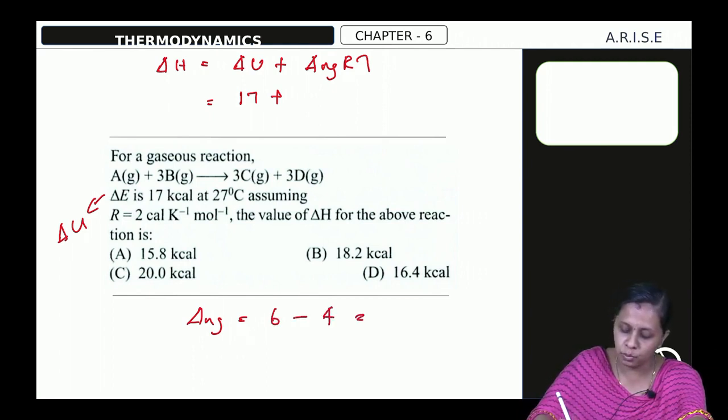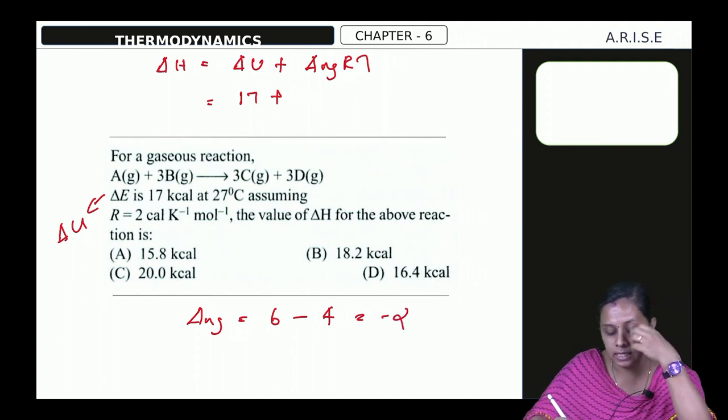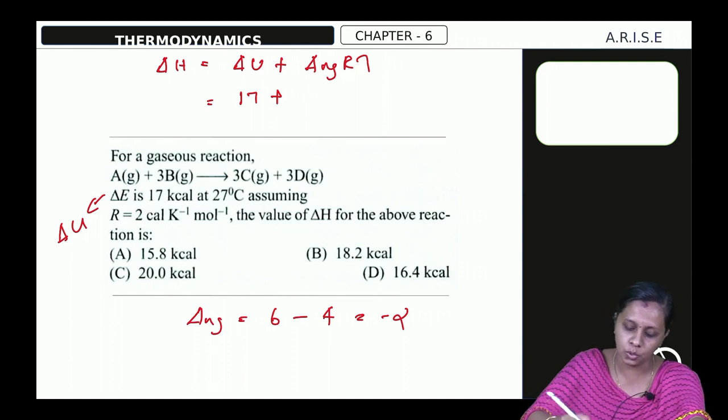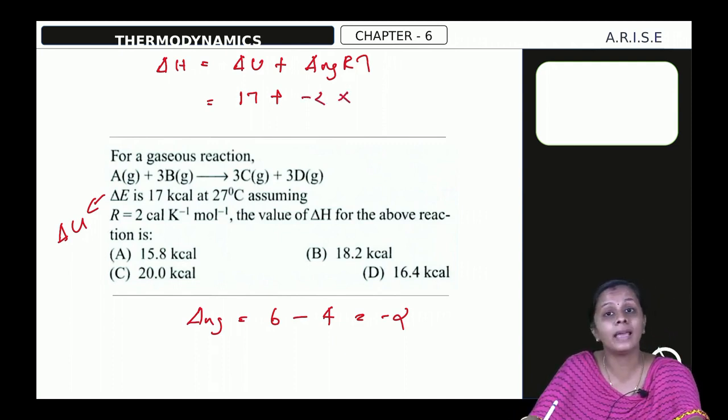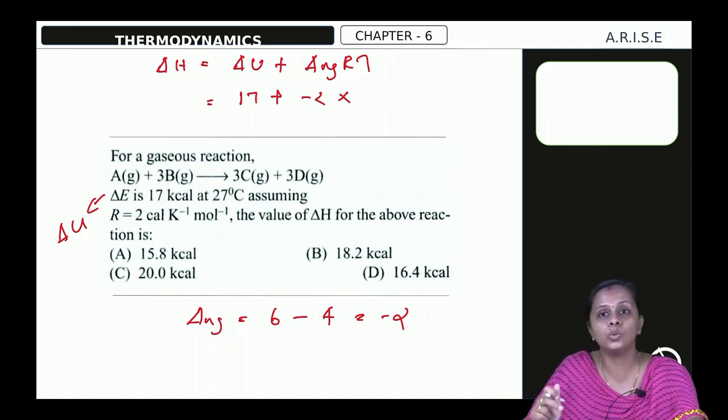So 6 minus 4 is equal to minus 2. So delta Ng is equal to 6 minus 4, that is equal to minus 2. So minus 2 into R. R is given in calories, but change in internal energy, delta U, is given in kilocalories. So we have to convert this calorie into kilocalorie. How? By multiplying with 10 raised to minus 3.